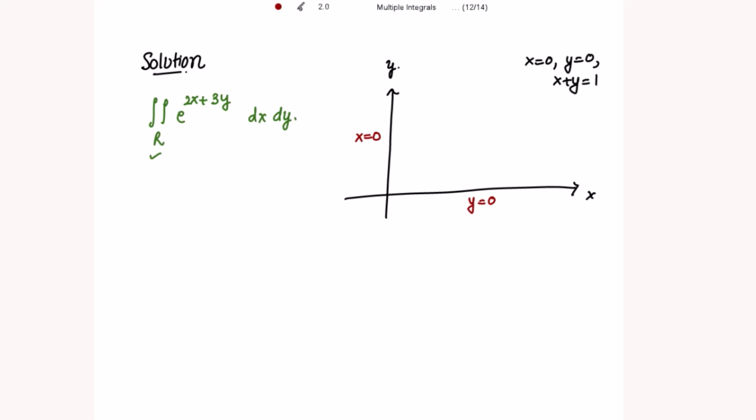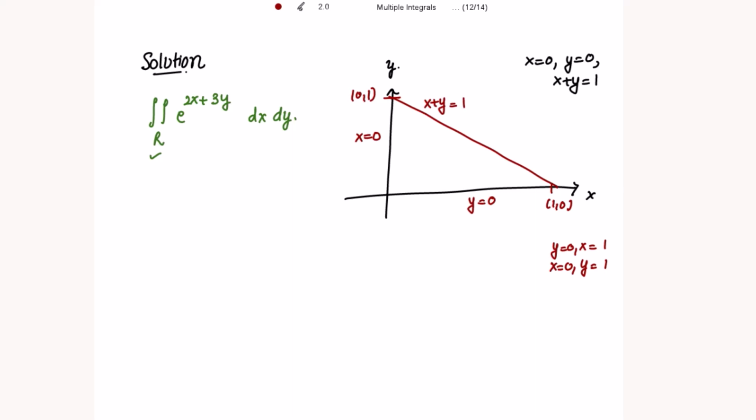Put y equal to 0, you get x equal to 1. Now here again put x equal to 0, you get y equal to 1. So you get the point 1, 0. So let this be 1, 0 and this be 0, 1. So this is the graph for x plus y equal to 1, right?